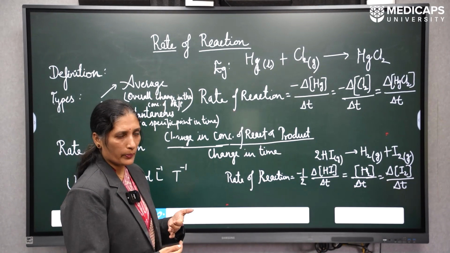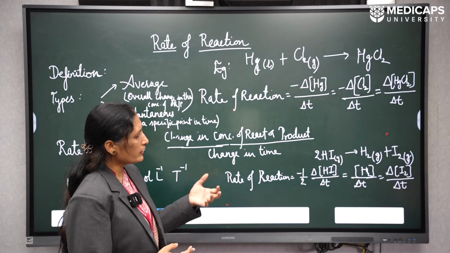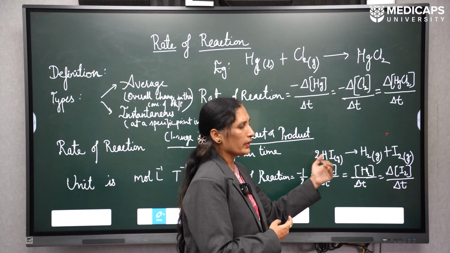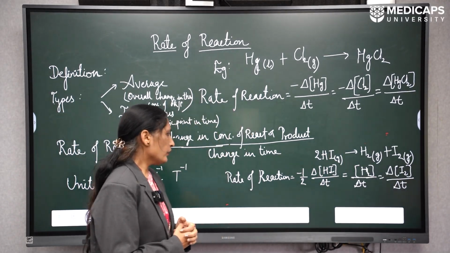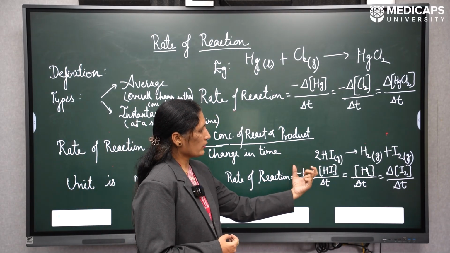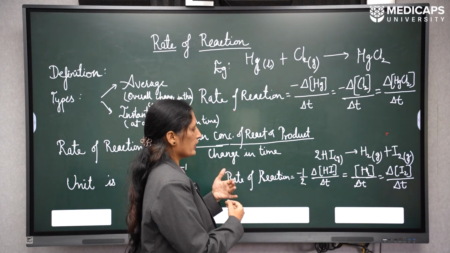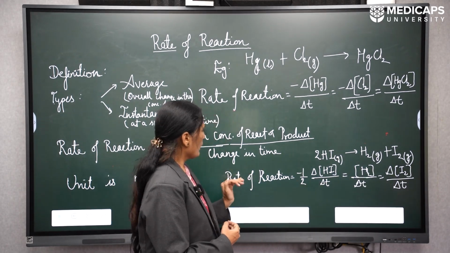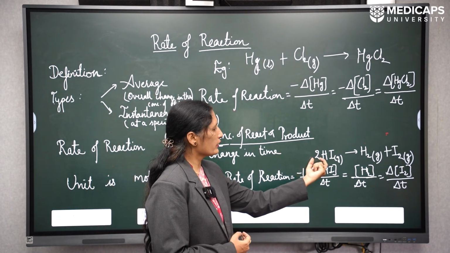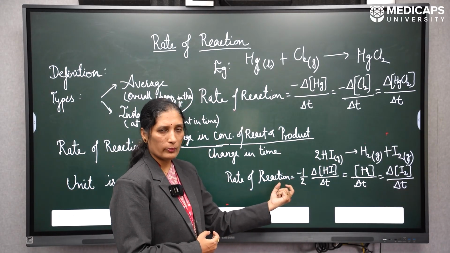Consider the second example to express the rate of reaction. This is the reaction 2HI converting into H2 plus I2 in gas phase. So how can we write the rate of reaction? This is the expression for the reaction. How can we write the rate of reaction in terms of the representation? Rate of reaction is equal to minus half. Why minus half? Because here it is 2HI, so we have to write 1 by 2.